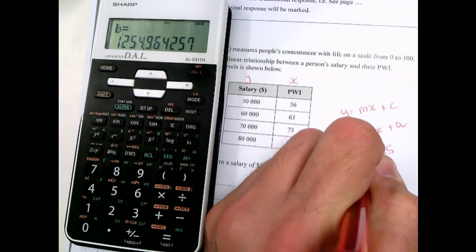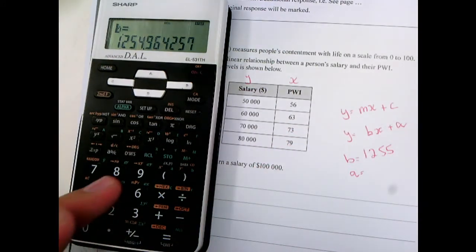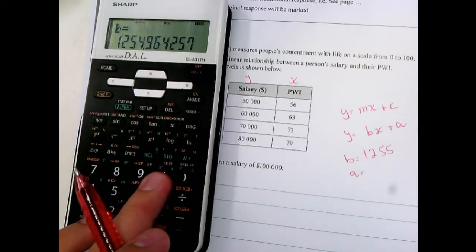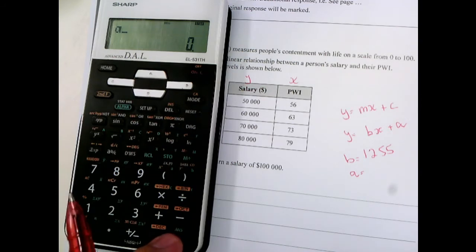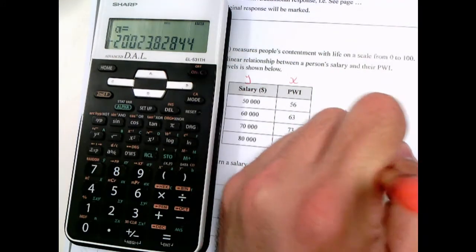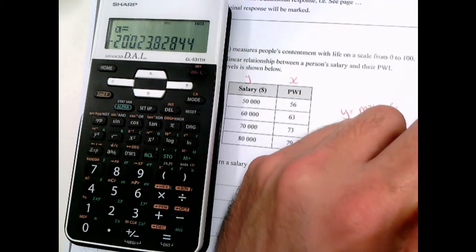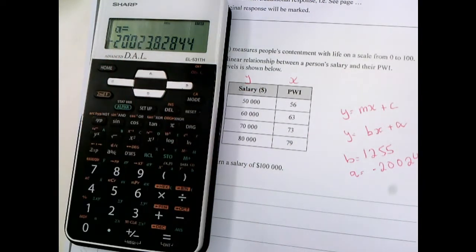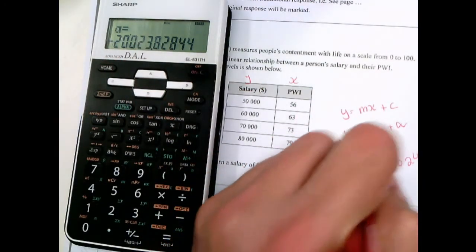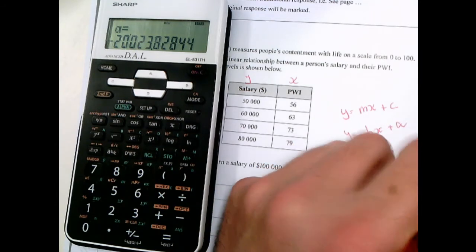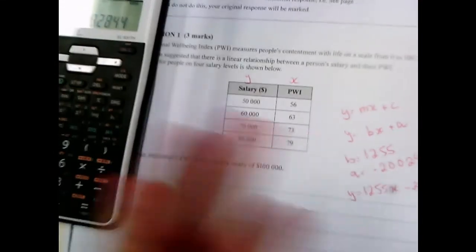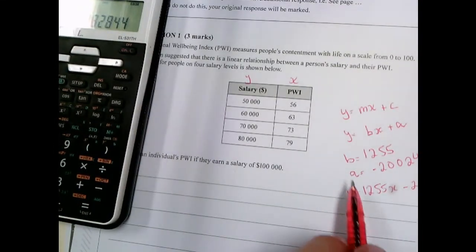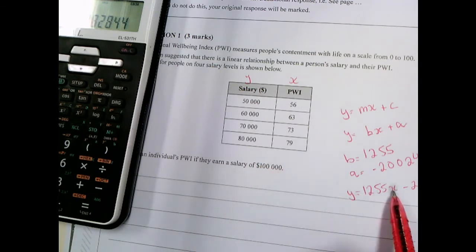Our A value is our y-intercept. So we do that the same. We go to alpha, but this time we hit open bracket because that's where the little a is on our calculator. Equals. And A is negative 20,024 due to rounding. So our linear equation is y equals 1,255x minus 20,024. From there we can complete the question. We can substitute in 100,000 for x to determine the y value.